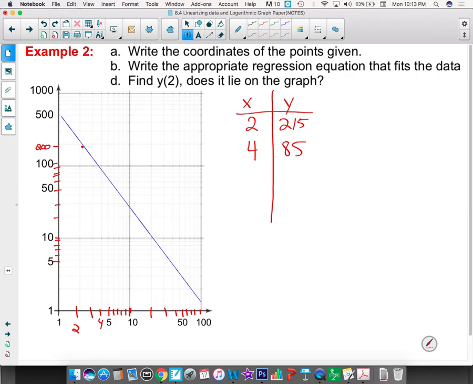Next one I want to go to is 10. So if I follow 10, I'm going to be about 10 for my x and maybe 27 for my y, 27, 28 for your y. Okay, if I go to 20, 20 looks like an okay point, so 20 is going to be about 11. And then I keep following out, let's look at 50.